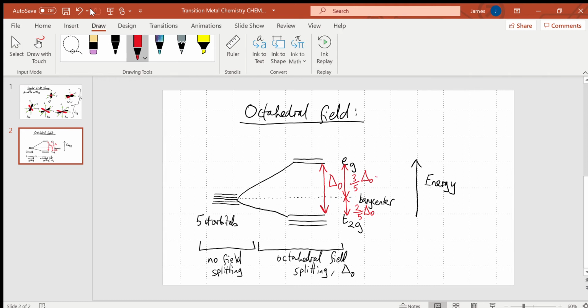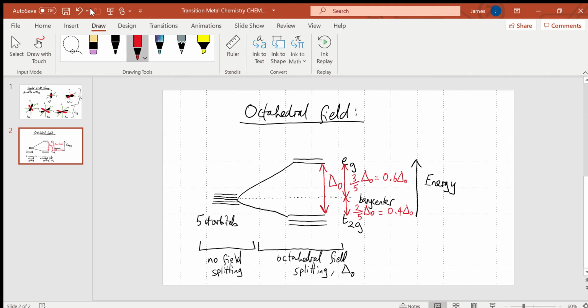The 3/5, some people like the fraction, some people like the decimal. So 3/5 is 0.6. So it's 0.6 delta O. And the 2/5 is 0.4 delta O. So you'll sometimes see the decimal, you'll sometimes see the fraction. Okay, what else do we know?